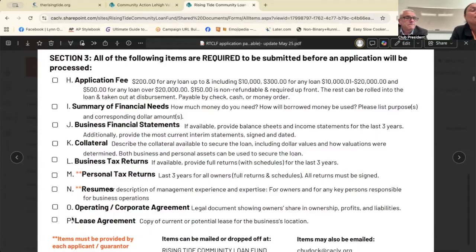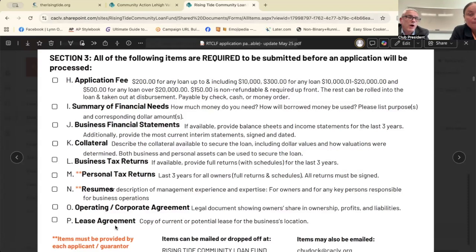And then the other item we would need is a lease agreement. So as a startup, if you don't have a lease, that is okay while we're doing the processing of the application. You can get a pseudo lease, which is a lease that is not signed, but it's sort of in place, but not signed yet because you want to make sure that you get the funding first.